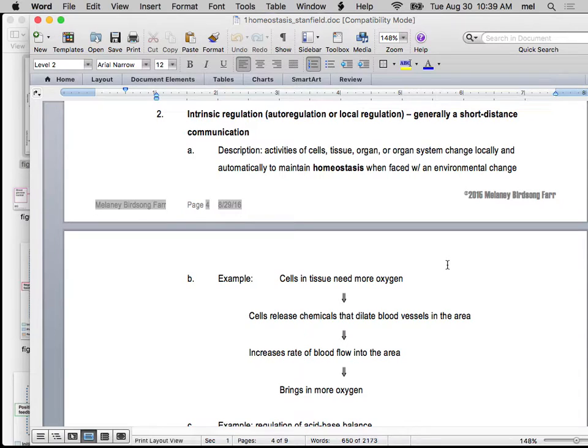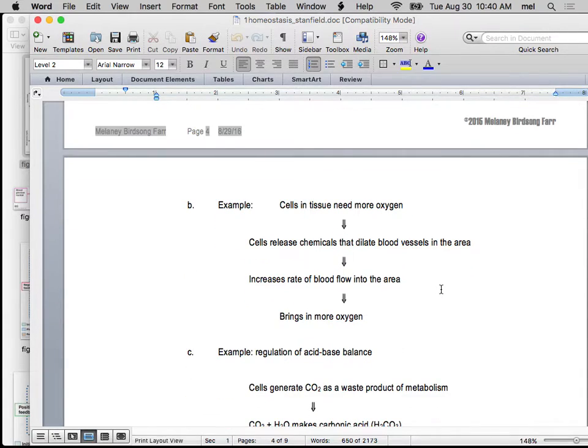Intrinsic regulation is when you have a problem in a body system or a tissue and you are able to manage it in-house. It's usually shorter distance, it's usually faster. It's also not usually as robust, meaning it's not able to make as massive changes as extrinsic regulation. So the activities of the cells, the tissues, the organs, or the organ system will change locally and automatically to maintain homeostasis. So here's an easy one.